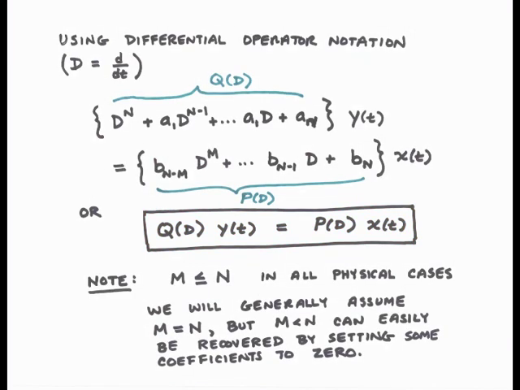The order of the polynomial Q is given by n. The order of the polynomial P is given by m. And I'll note that m will be less than or equal to n in almost all physical cases. Now, to proceed, we'll assume that m equals n, but the case of m less than n can easily be recovered simply by setting some of the coefficients of the polynomial P of D equal to 0. So treating the case of m equals n is completely general, and we'll proceed in this fashion.